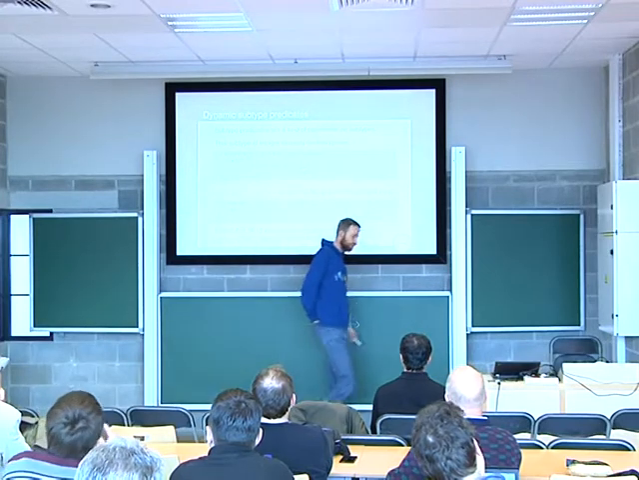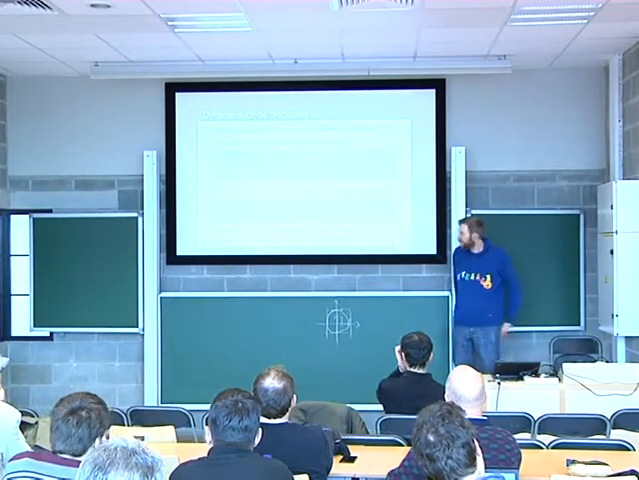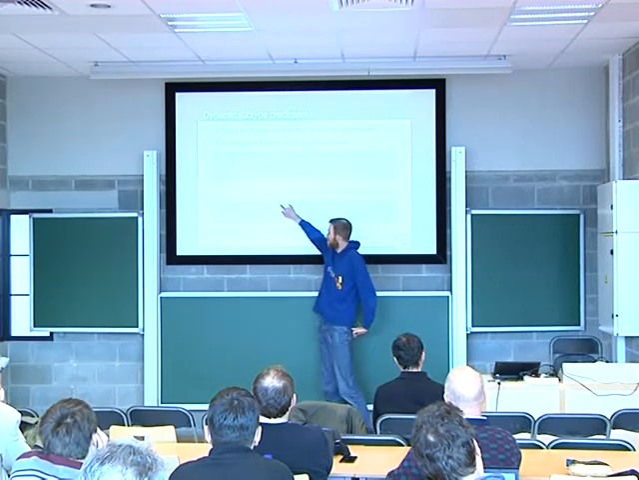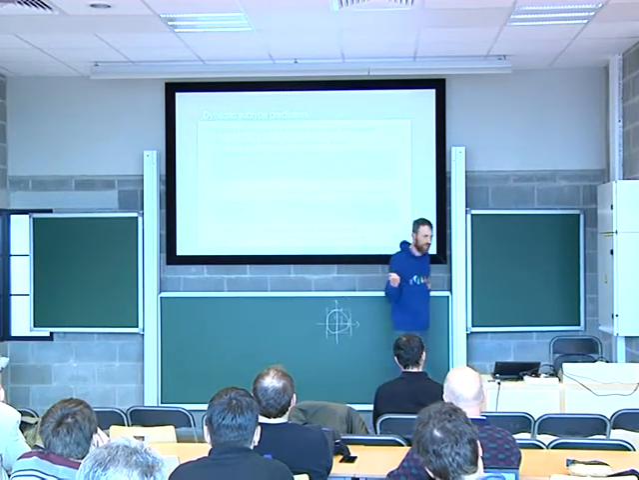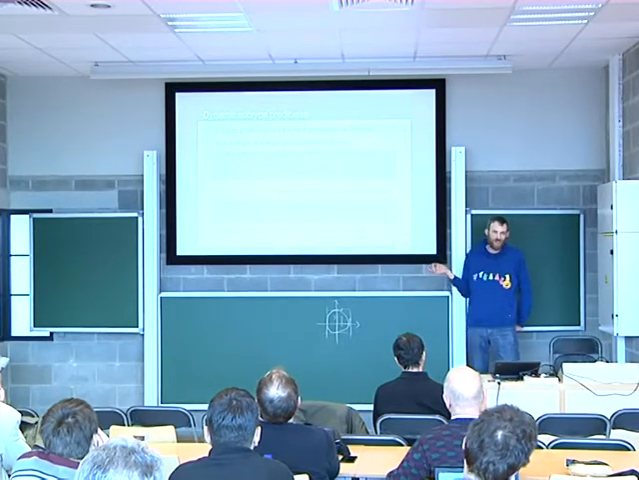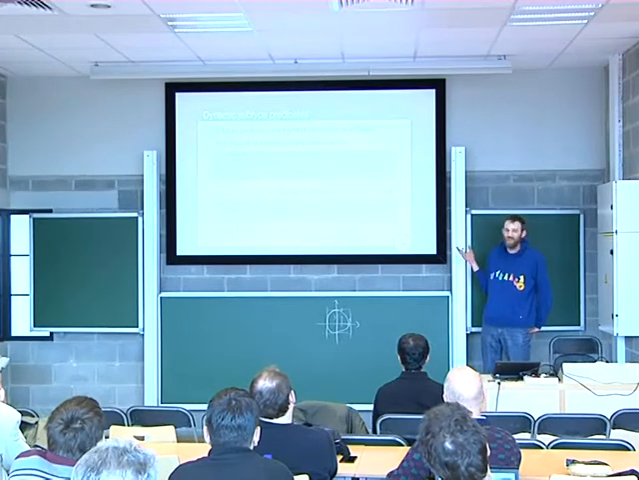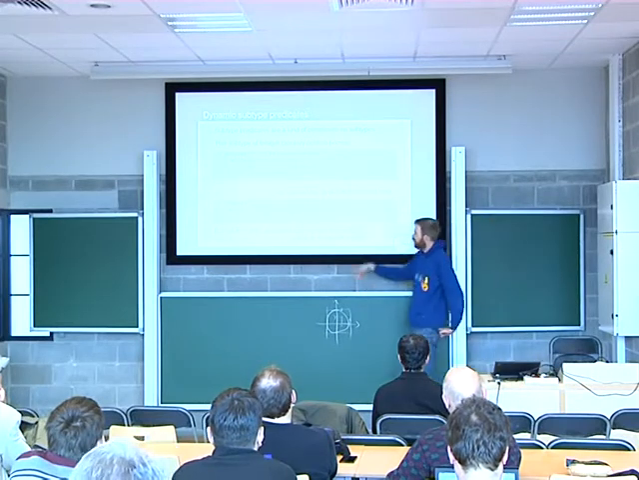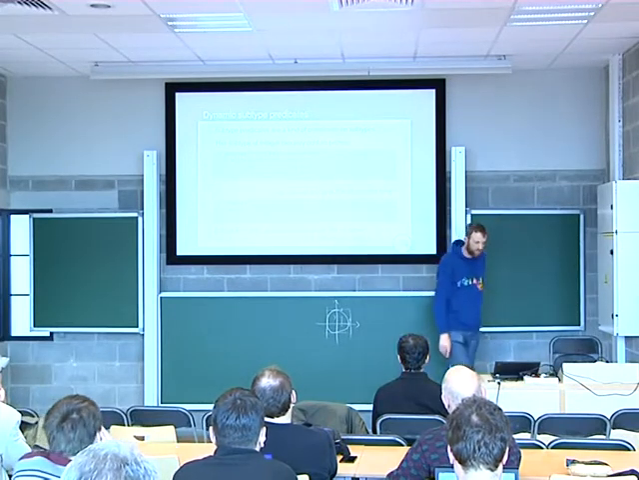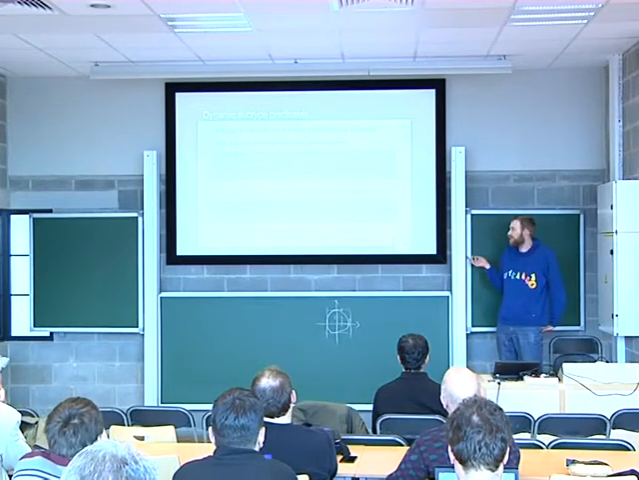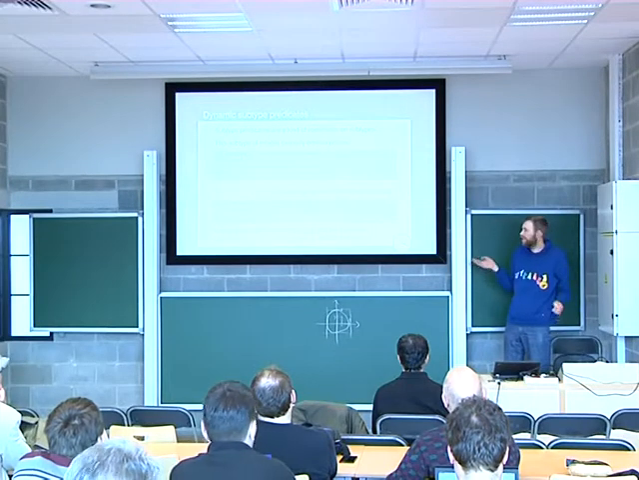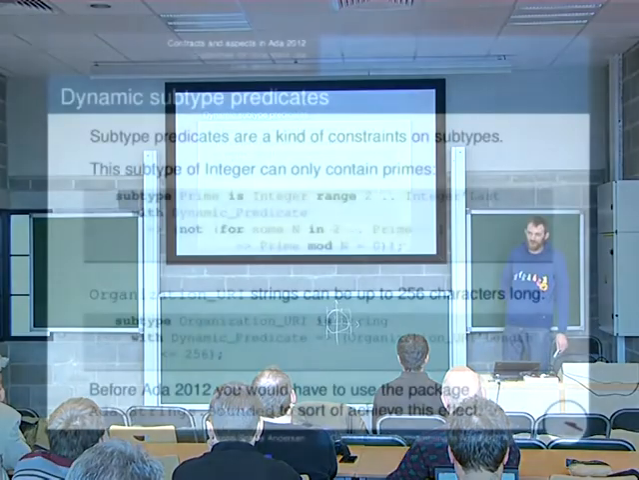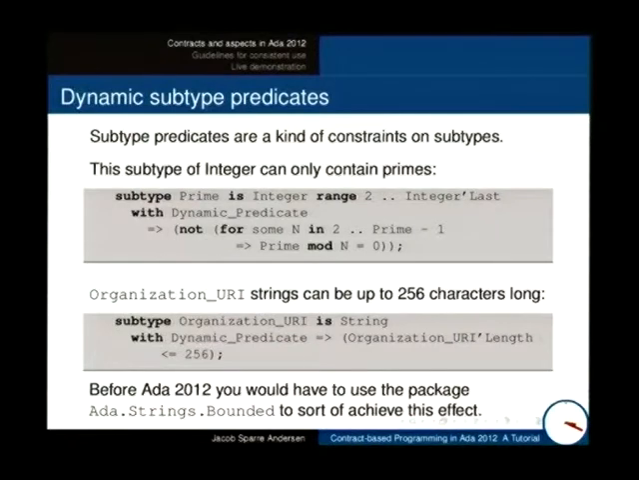This is an example from an actual project where there was a decision somewhere that these organization IDs could not be longer than 256 characters. And to avoid that we accidentally in our program tried to put longer strings into our database, we made this subtype where we put in a dynamic predicate on the length of these strings. In older versions of Ada, you could do something similar by creating a bounded string which could have length up to 256 characters. But with all the work doing that, this is much easier.